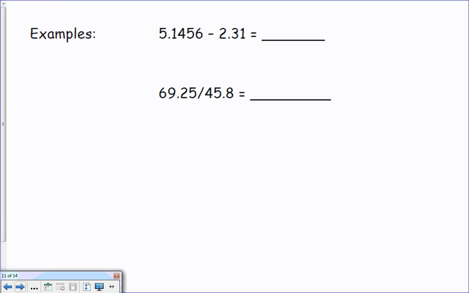You have examples now. You're going to subtract the first one. This is divide on the second one. And you're going to use the rules that we just learned. More practice for you to check in class. Ready? Go.